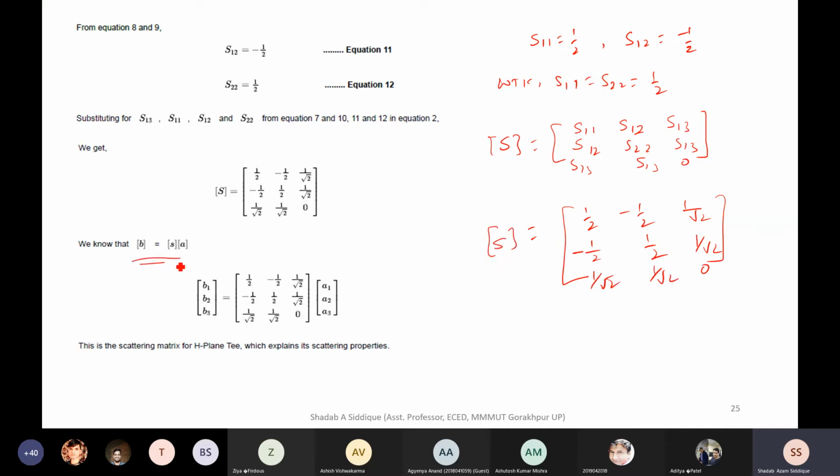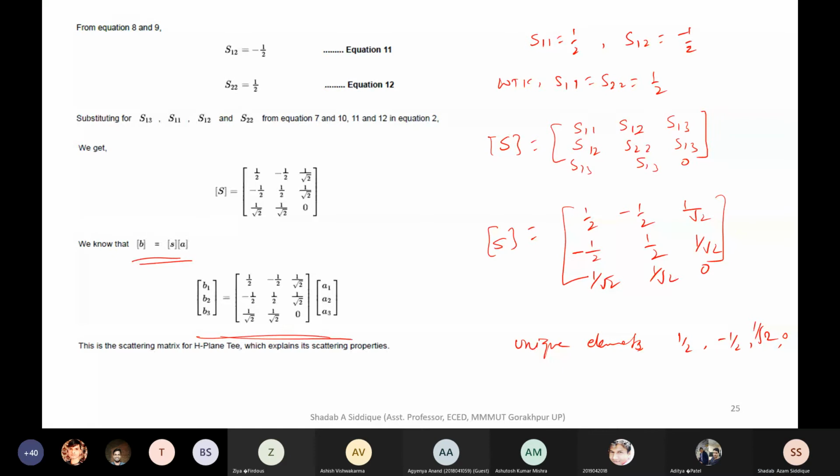And if you represent it as B is equal to SA, it will look like this. So this is the scattering matrix, and it explains the scattering properties of the junction. So how many unique elements are there? We have 1 by 2, minus 1 by 2, 1 by root 2, and 0. So there are 4 unique elements.